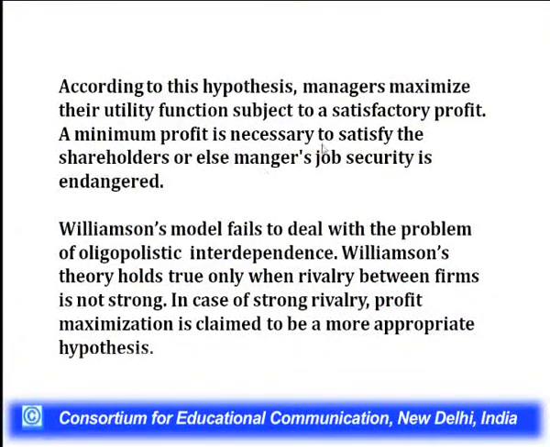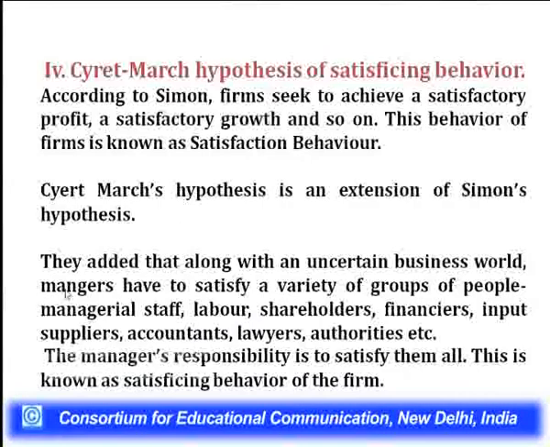But according to this hypothesis, managers maximize their utility function subject to a satisfactory profit. A minimum profit is necessary to satisfy the shareholders, or else the manager's job security is endangered. So, minimum profits are necessary. Williamson's model fails to deal with the problem of oligopolistic interdependence. This theory holds true only when rivalry between firms is not strong. In case of strong rivalry, profit maximization is claimed to be a more appropriate hypothesis.